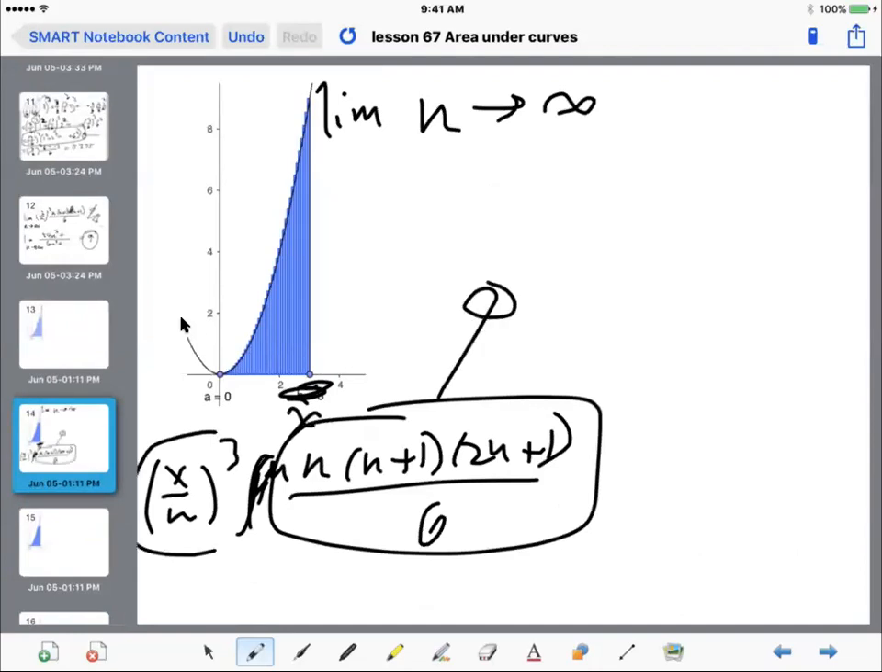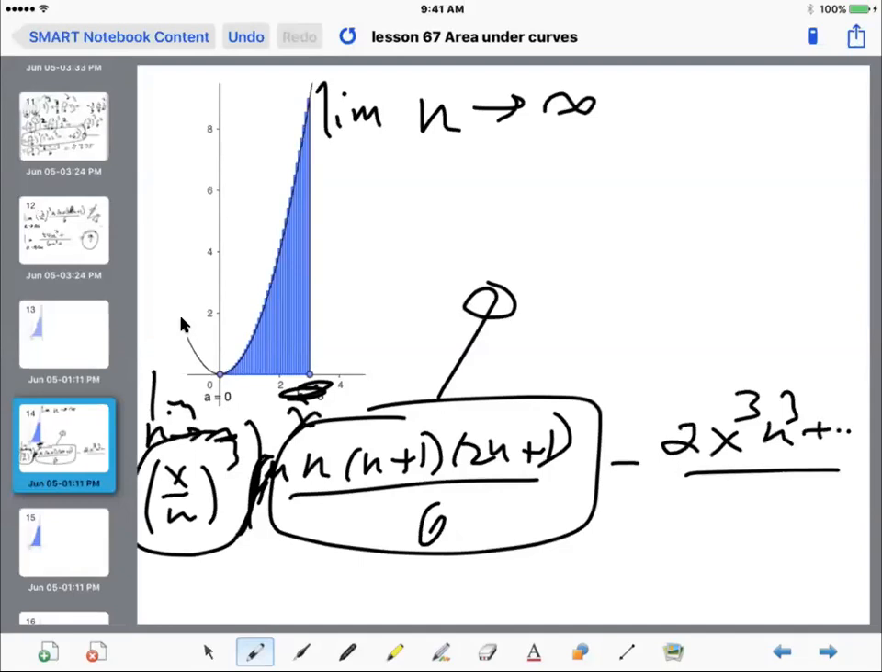And this here, the x over n was the width, but there was also an x over n squared that got factored out. And when you put this all in, when I do the limit, not as x goes to infinity, but as n goes to infinity, you end up with 2x cubed, n cubed, plus a bunch of other stuff on top. The denominator becomes 6n cubed. And it reduces to x cubed over 3.